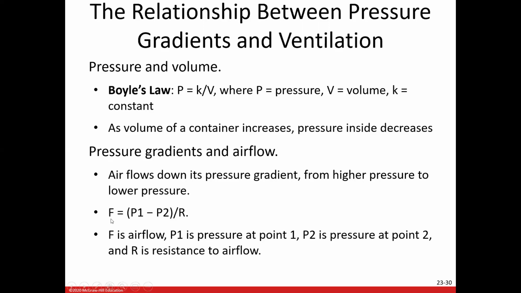This is represented by a formula you saw last time with blood flow. In this case, we're looking at airflow, though. So F is our airflow. We have pressure at one point versus another point, and then the resistance to airflow. So this is just to highlight that the pressure gradient is based on the differences in these pressures.